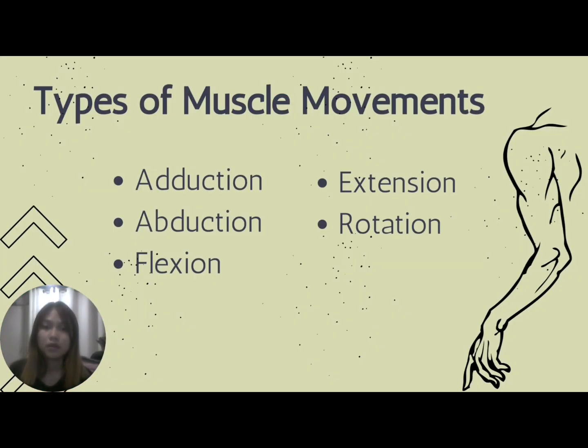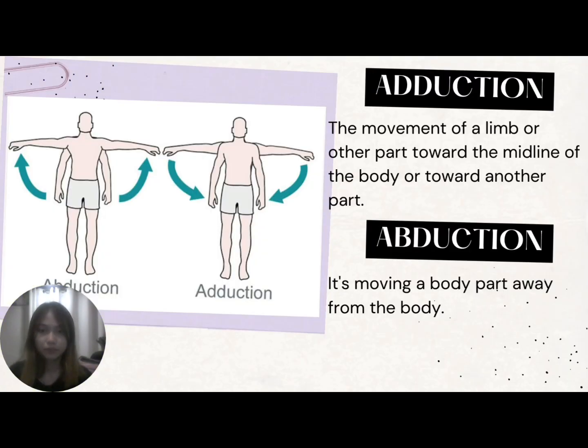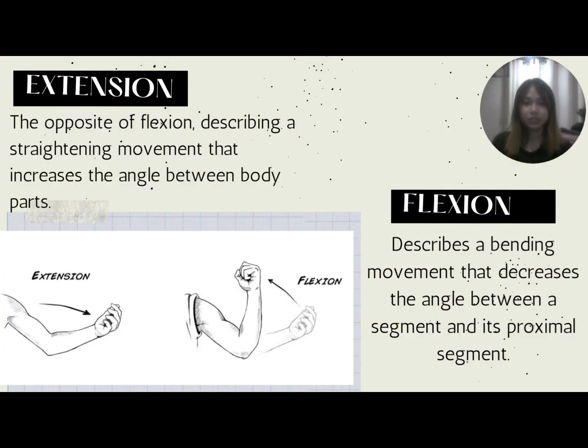So we have here the types of muscle movements, which are adduction, abduction, flexion, extension, and repeat. So we have here the example of adduction and abduction in the given picture. So adduction is the movement of a limb or other part toward the midline of the body or toward another part, like this, an example of adduction. While abduction is moving a body part away from the body. Flexion.